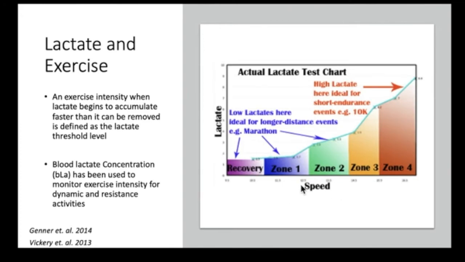Over here on the right, we see this little chart, lactate on the y-axis, speed, which can also be switched out for intensity here on the x-axis. So you see as speed increases, so do lactate levels, all right? So this would be a good indicator of what intensity you are running at, or you are training at.